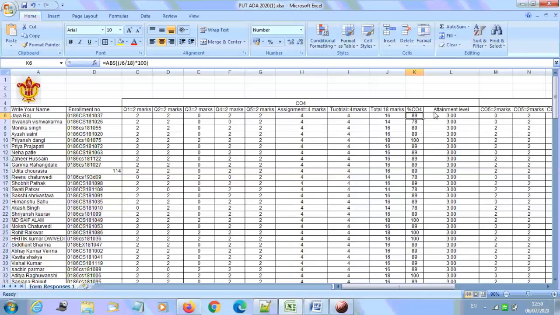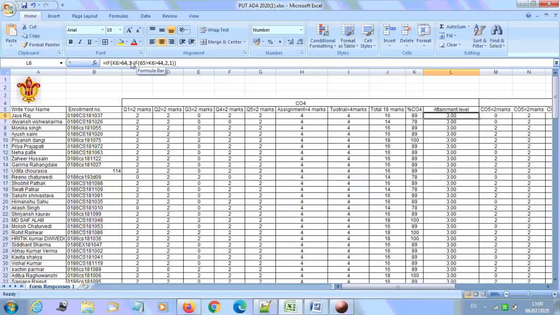For the attainment level, again we'll have to use a formula. We have 3 levels: attainment level 3, attainment level 2, and attainment level 1. If a student gets marks of 65 or more than 65, he or she is going to get attainment level 3. If a student secures marks more than 45 and less than 65, then he or she is going to get attainment level 2. And if the marks are lesser than 45, then he or she is going to get attainment level 1. So I have made a formula here.